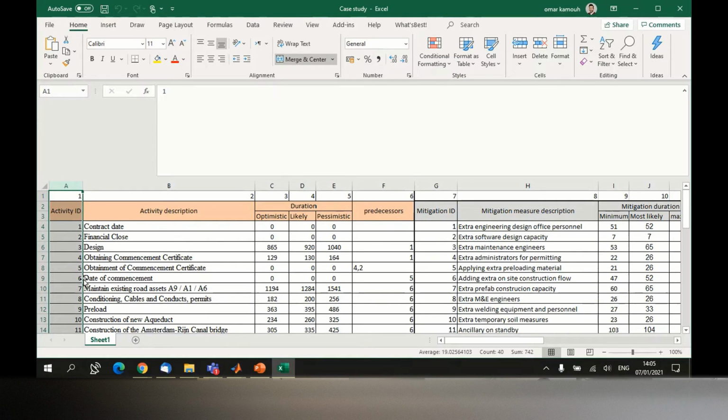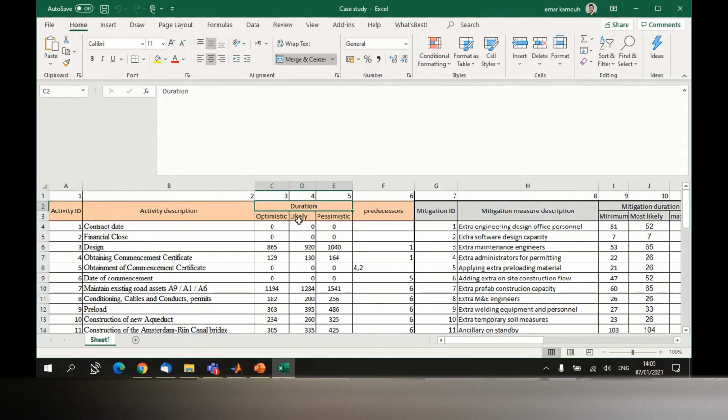So the first column here is the IDs of activities. Of course, you number them sequentially. The second one is the activity description. So what is the description of your activity? Examples are contract date, financial close, design, and so on. And then the duration of every activity.